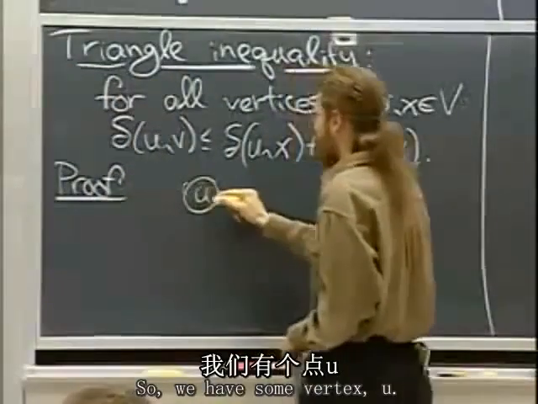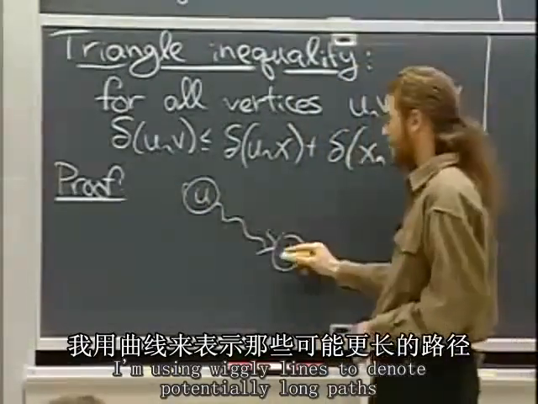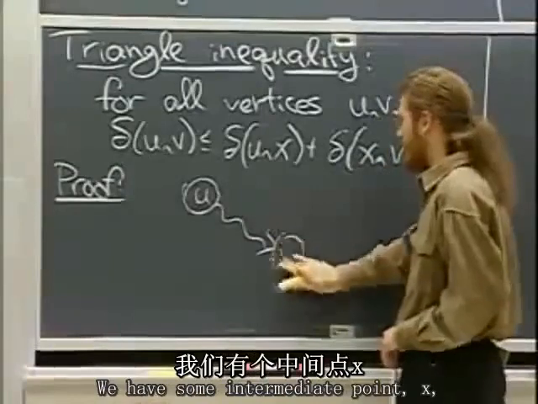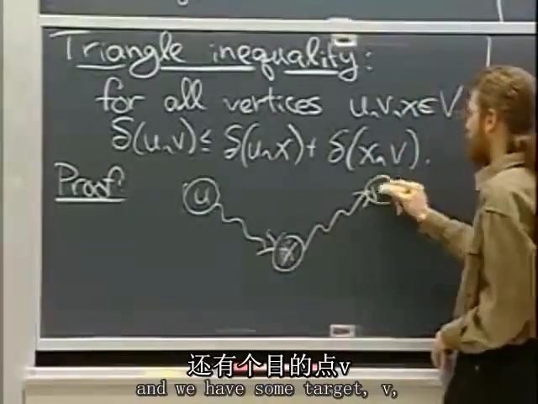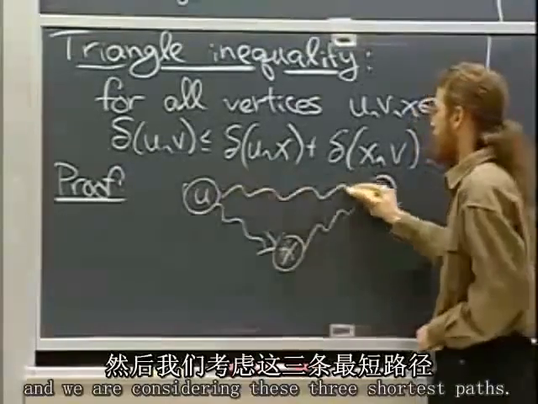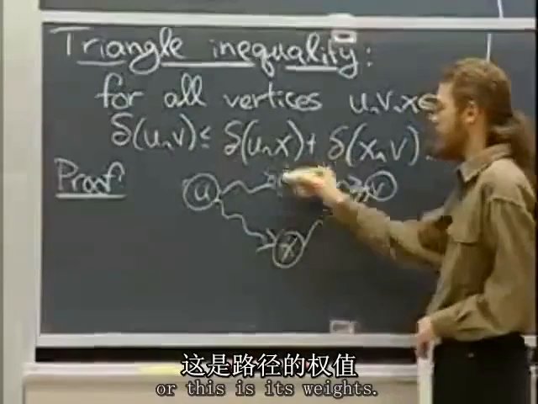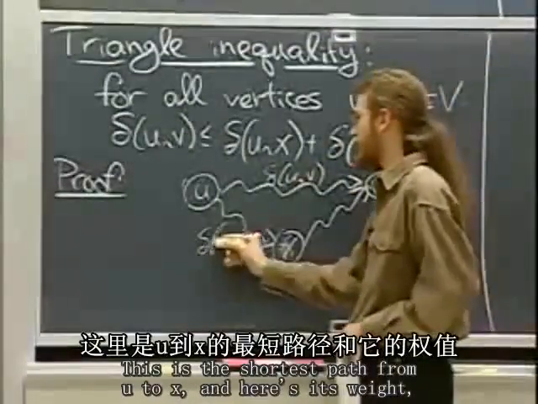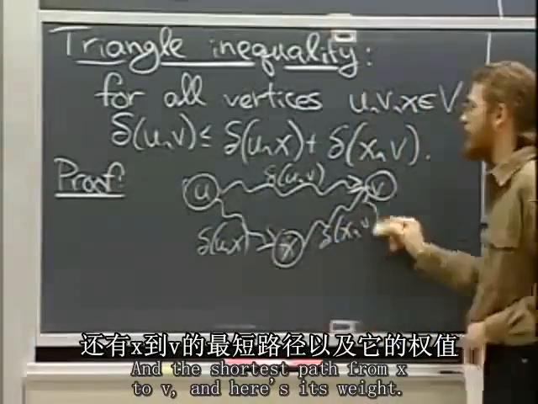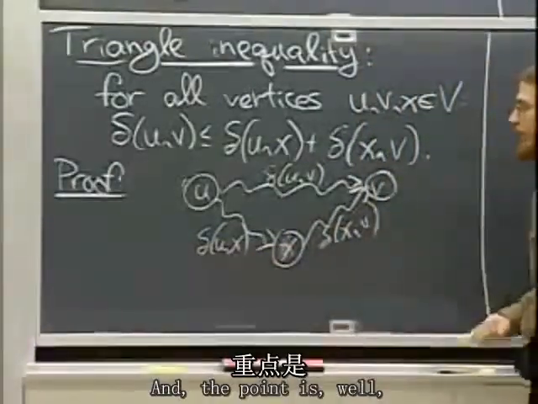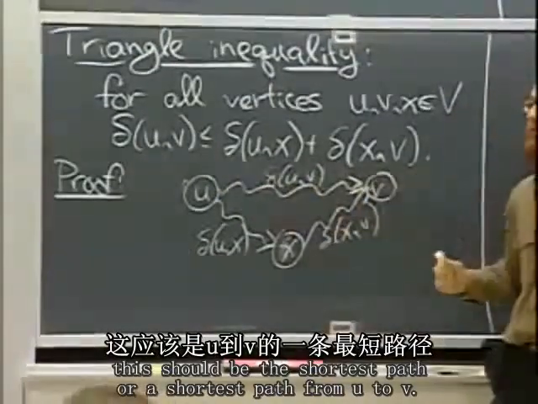So we have some vertex u. I'm using wiggly lines to denote potentially long paths as opposed to edges. We have some intermediate point x, and we have some target v. And we're considering these three shortest paths. This is the shortest path from u to v, or this is its weight. This is the shortest path from u to x, and here's its weight. And the shortest path from x to v, and here's its weight.